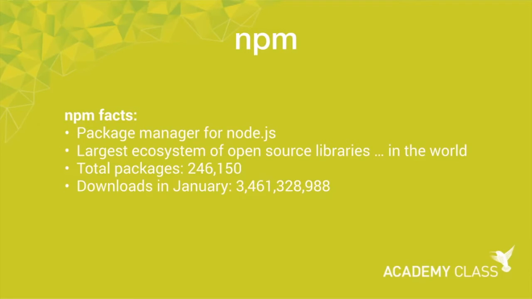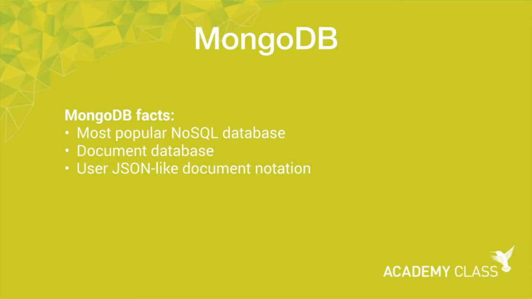So npm is actually the largest ecosystem of open source libraries in the world. It has a total of almost 250,000 packages, and only in January, it's unbelievable, they had 3.5 billion downloads. So you can imagine how huge it is. It's really, really huge. The next thing is that Meteor uses Node to run the code, okay?